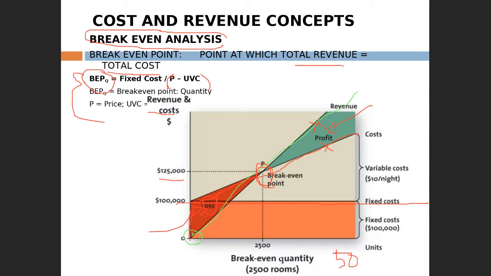So BEPQ is break-even point in terms of quantity. P is the price at which you're selling the product. Unit variable cost is UVC. It doesn't say over here because of reformatting. So UVC is, write this down, unit variable cost per unit. Variable cost per unit. Okay? Unit variable cost.